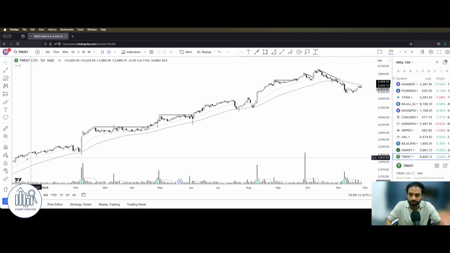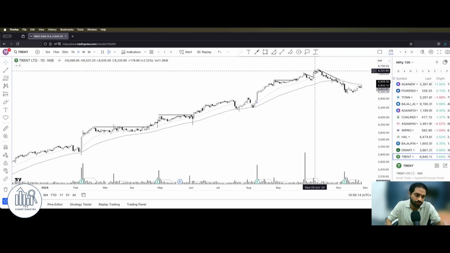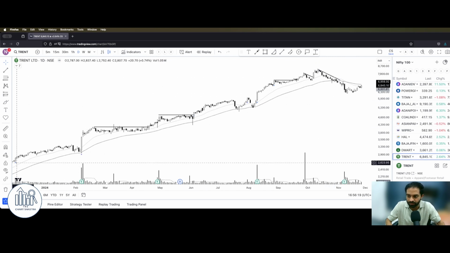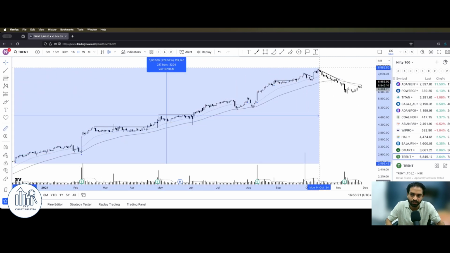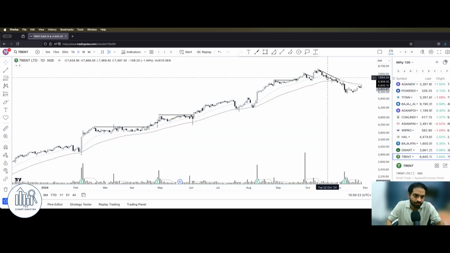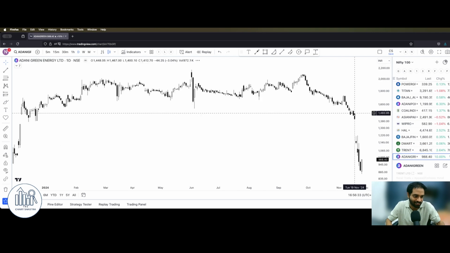I mean, this stock has been a fantastic performer. It has moved all the way from 2000 to 8000. That's almost 230% in a single year. Now it is giving back some gains. A stock like this needs to take some rest, and then it has to start its rally again.